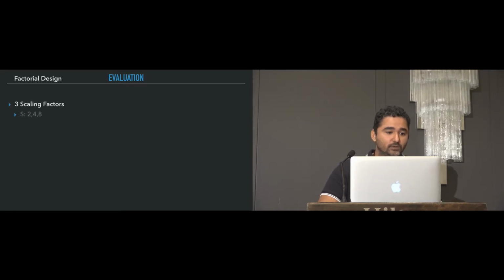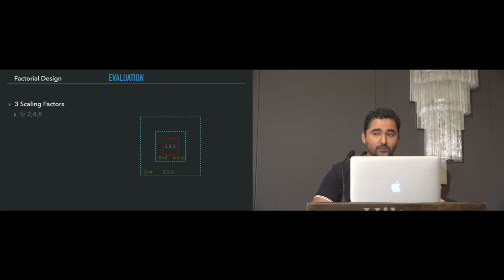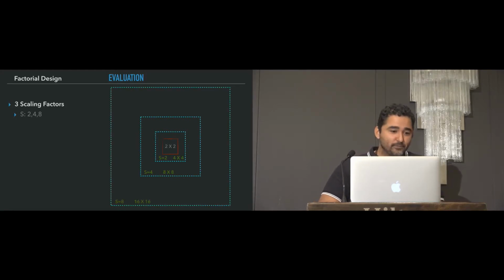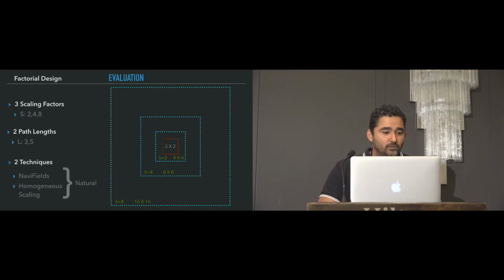For the factorial design, we include 3 scaling factors: 2, 4, and 8. Just imagine that you have a real available space of 2 by 2, and if you want to use a scaling factor of 2, you will interact with a virtual environment of 4 by 4. In the case that the scaling factor is 4, you will interact with a virtual environment of 8 by 8, and so on. We also took into account 2 path lengths, 3 and 5, which represent the number of flags that the user needs to visit along each path. And of course, we also took into account two techniques, NaviFields and homogeneous scaling, in Latin square randomization.